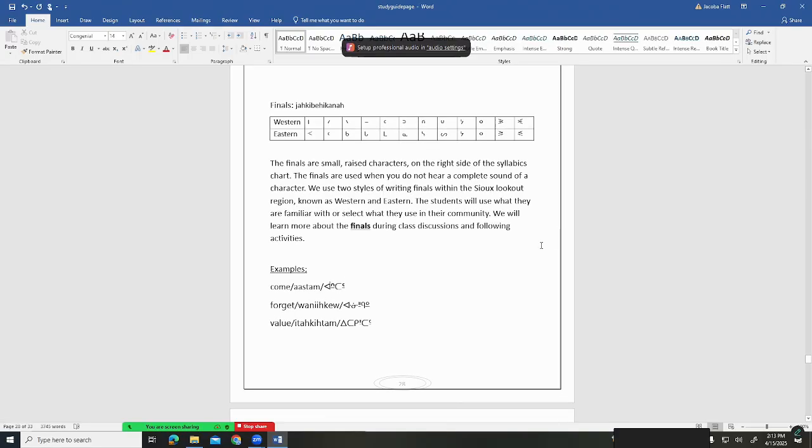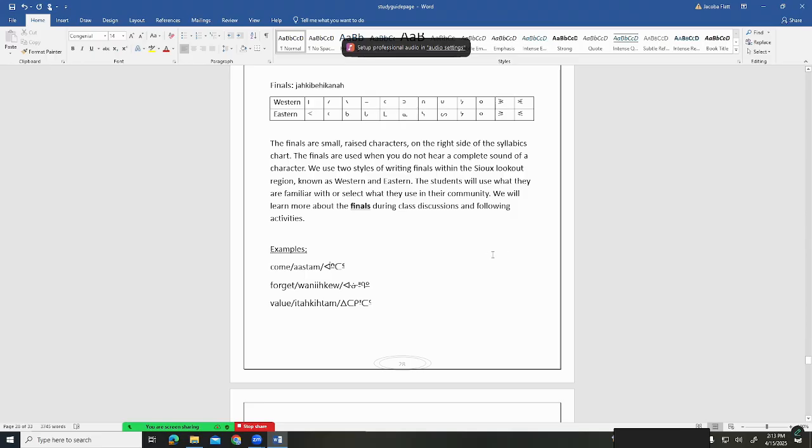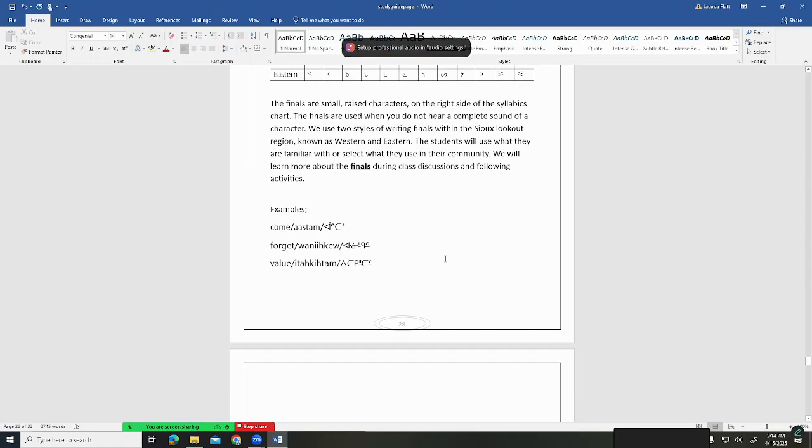So for example, the word come in the native language, and you can see it written in the syllabics. You can see the underlined is the finals used. And the next one, the underline is the h sound and the o.